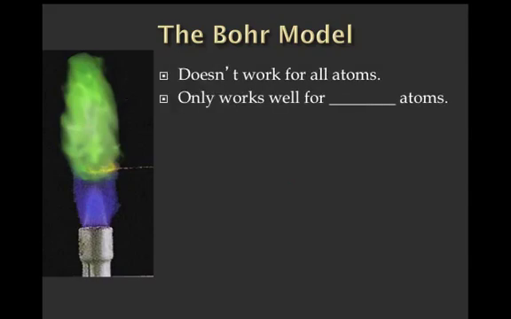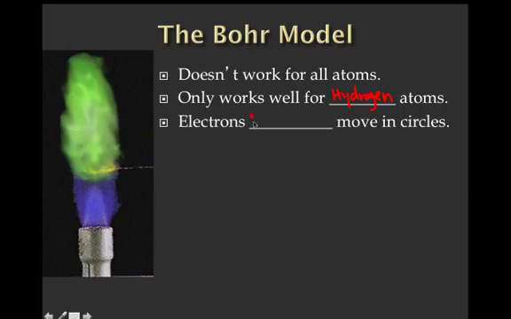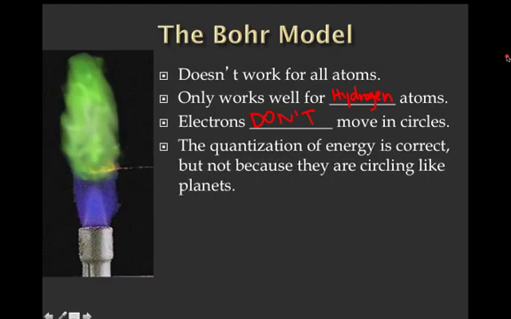So the Bohr model works very well only for hydrogen atoms, because hydrogen atoms don't have the same effects of shielding and other attractions and repulsions of positives and negatives. It's just one positive and one negative. The Bohr model only works for hydrogen. And we also know that electrons don't move in circles. So the Bohr model, or the planetary model, just doesn't really fit what we know to be true of atoms.